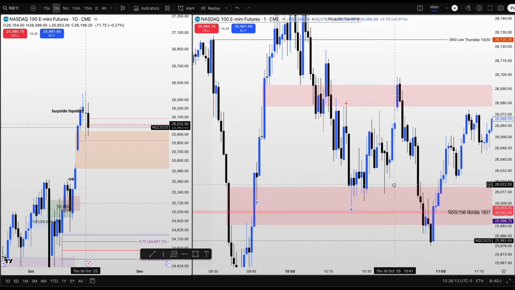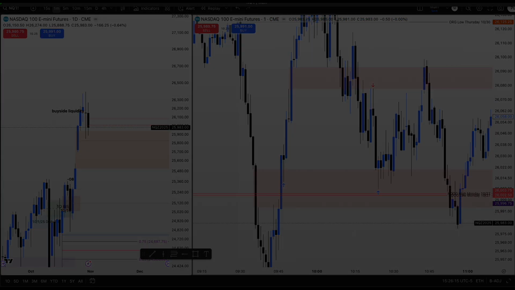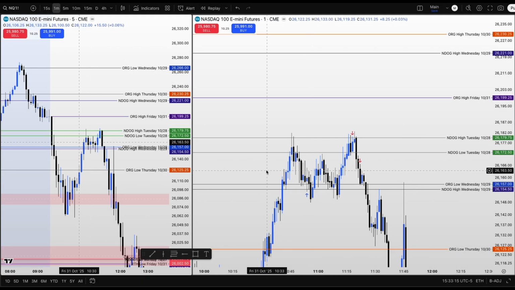And that was trade number 2 for Thursday. On Friday, I had my first trade that I took during the 1050 to 1110 macro.